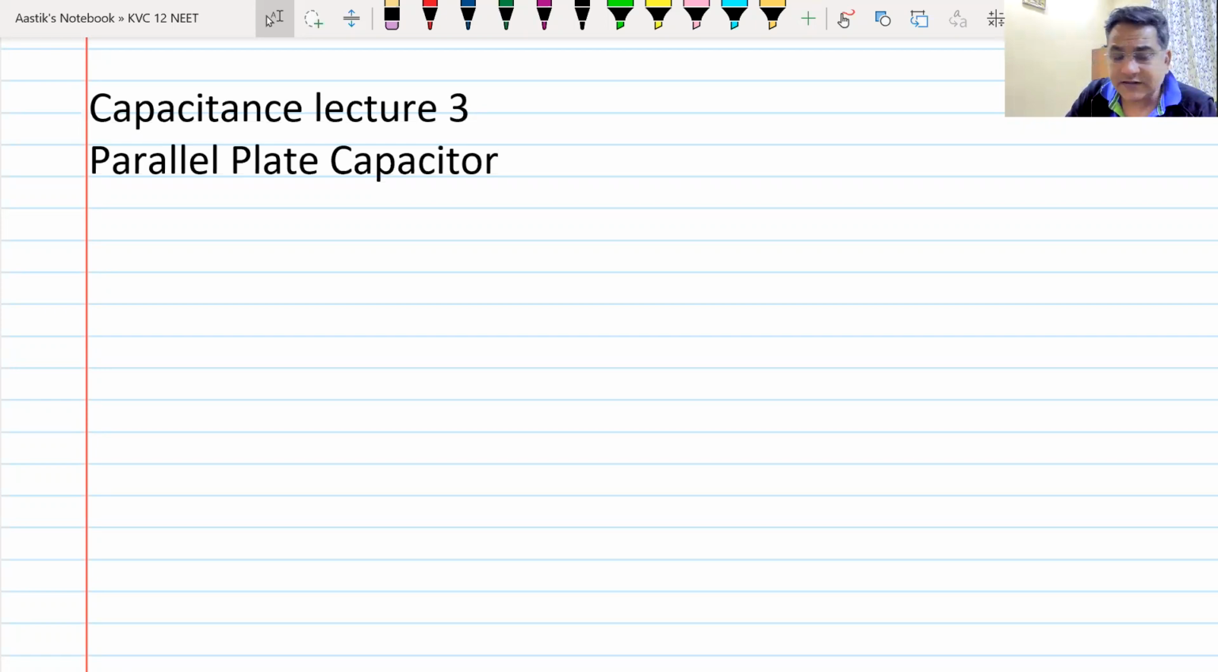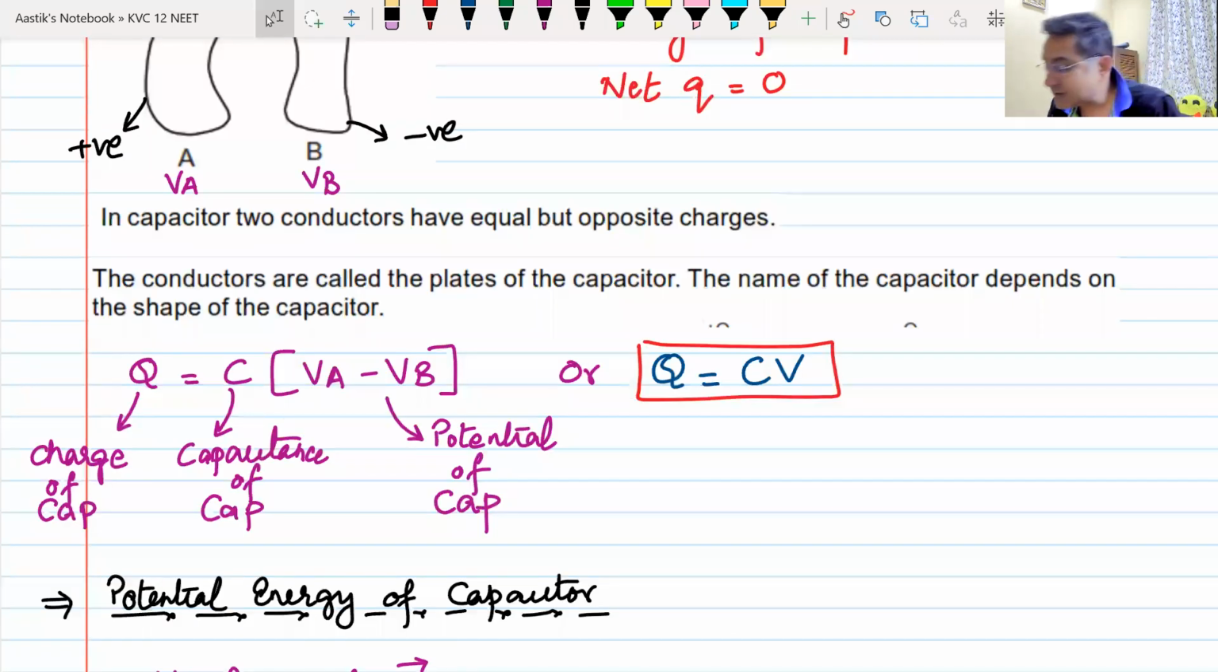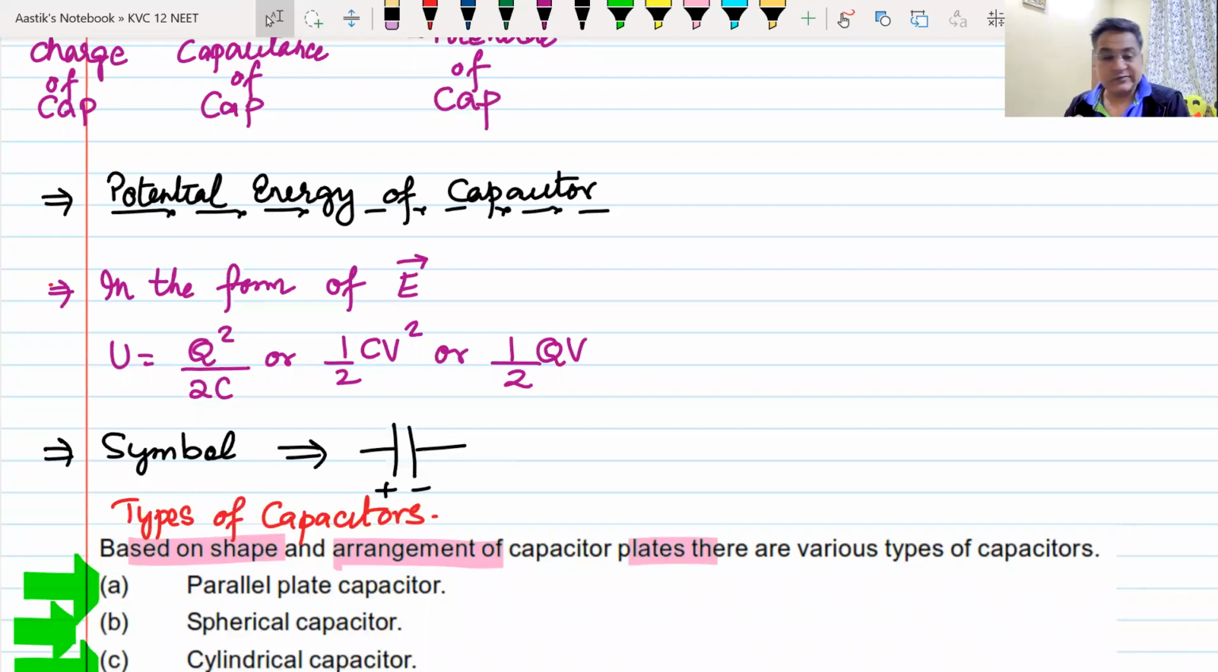A capacitor is nothing but a combination of two conductors. One of the conductors is given a positive charge, known as the positive plate. The other conductor is given a negative charge, called the negative plate. Then we have the potential difference between the two plates, which is known as the potential of the capacitor, and Q, the charge on the capacitor, which is the charge on the positive plate, is equal to C into V. And we had seen the energy stored in the capacitor is half CV square. Do we remember this?